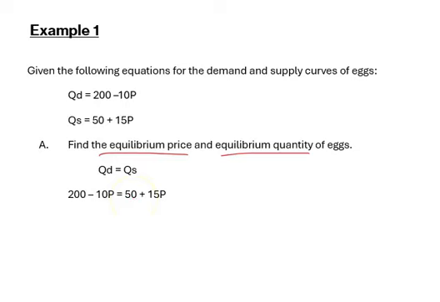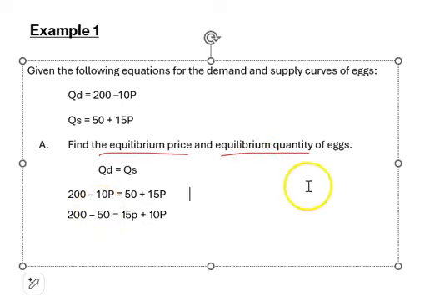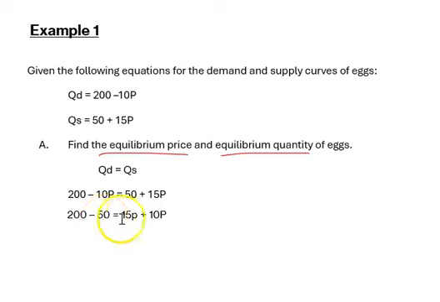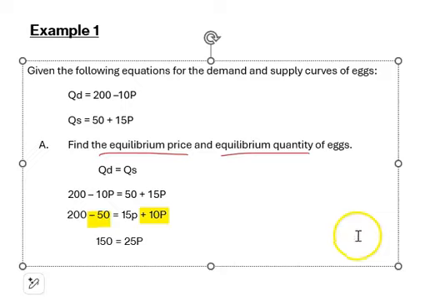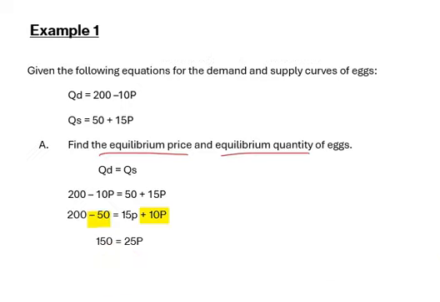That is 200 minus 50 equals 15p plus 10p. We can see here that 50 becomes minus 50, and moving 10p to the right hand side to its like term becomes plus 10p. And this gives us 150 equals 25p, giving us p equals 6.